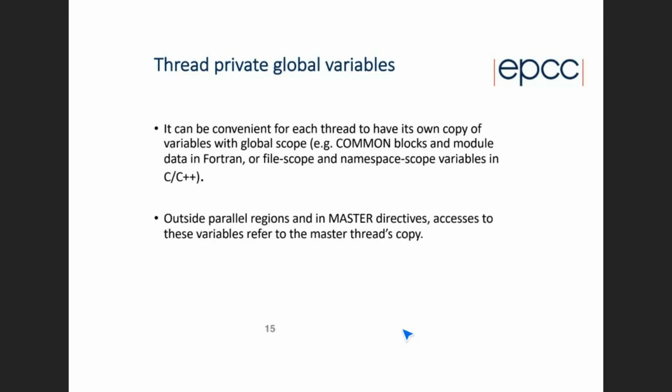Which brings us on to thread private global variables. These are necessary in some cases just to make parallelization of large, old application codes tractable. So if you like, they're a necessary evil, but you should not use them unless you really have to, would be my advice.